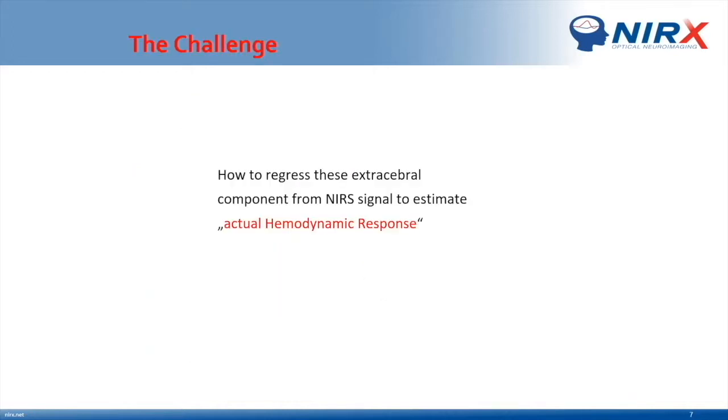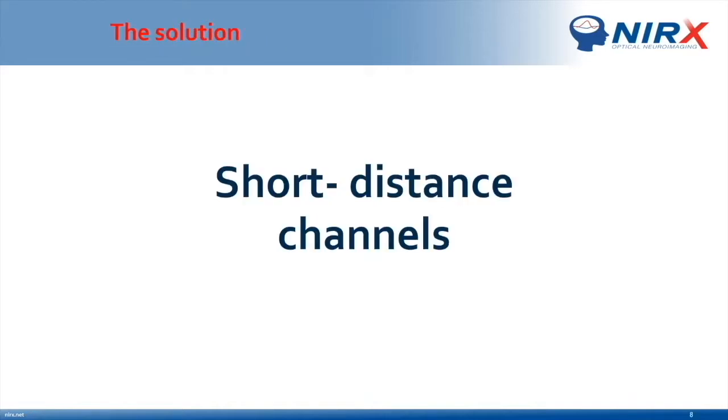And this brings us to the task of how we can regress these out. How can we get rid of these confounder contributions from the NIRS signal to estimate the real hemodynamic response? And for that, we have just the solution for you, which is the short distance channels. Although you could potentially look into algorithms such as principal component analysis or something similar to get an estimate of extracerebral components after acquiring your data, considering the local effects, we believe the short channels have a slight edge over the post acquisition methods.